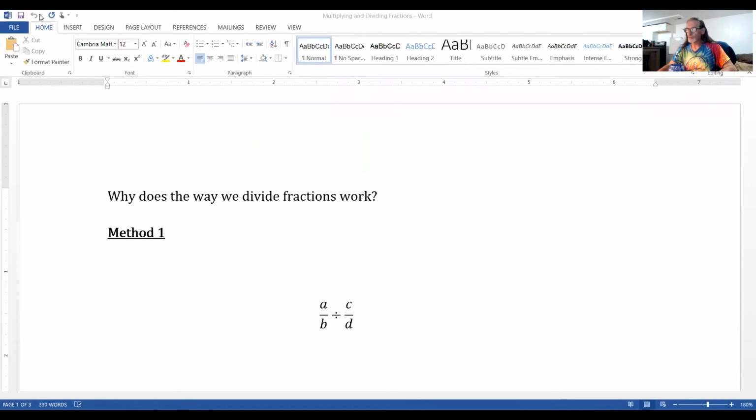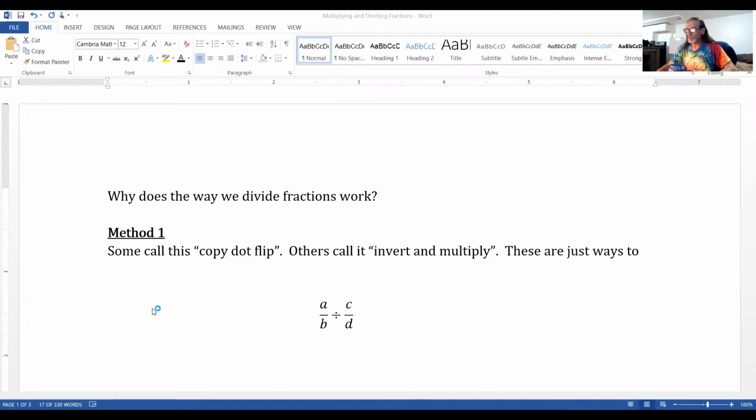We're going to take a look at multiplication and division of fractions. Here we go. The primary concentration here is going to be on dividing fractions because that's what gave students the most difficulty on the homework problems from a previous semester. So why does the way we divide fractions work?